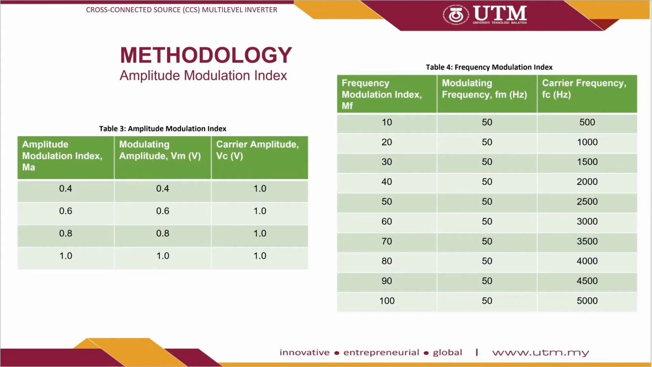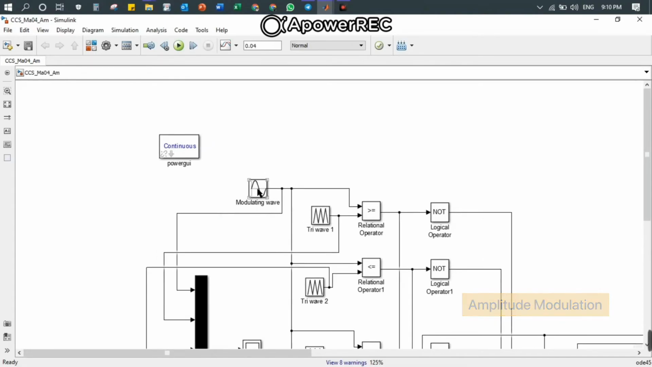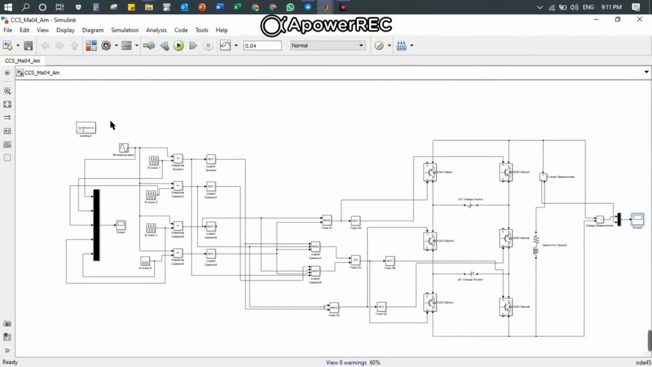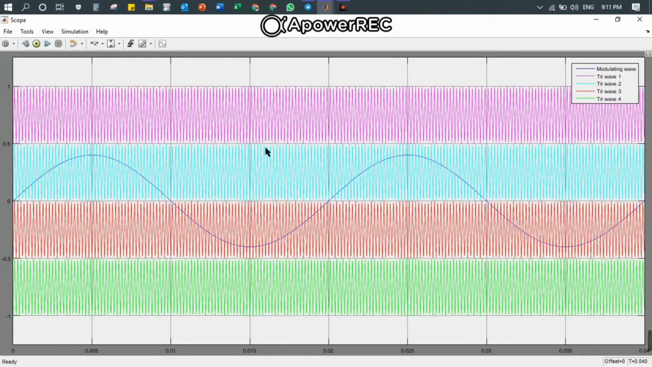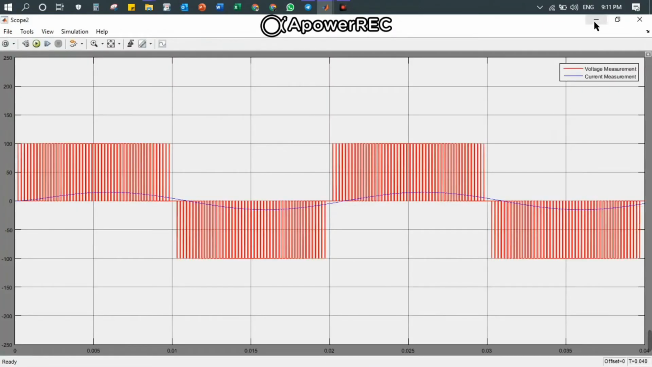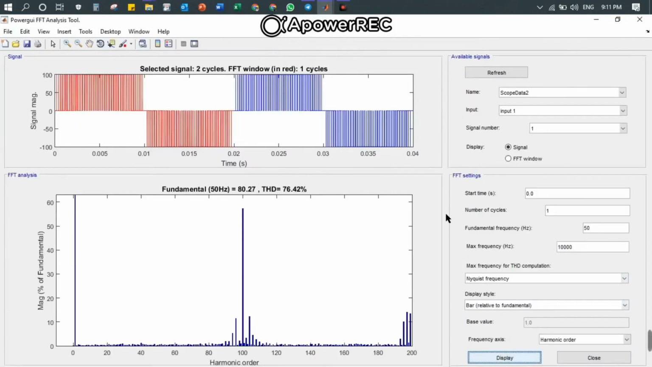Total harmonic distortion can be varied with various amplitude modulation and frequency modulation. In this simulation, for amplitude modulation analysis, different values of modulating amplitude are used while keeping the amplitude of the carrier signal fixed. For example, with the cross-connected source circuit, the amplitude is being changed here. After running the simulation, here we can see the new pattern for the modulating waveform. The output waveform and THD also changed. The same procedure is used with different amplitude values as in the table.